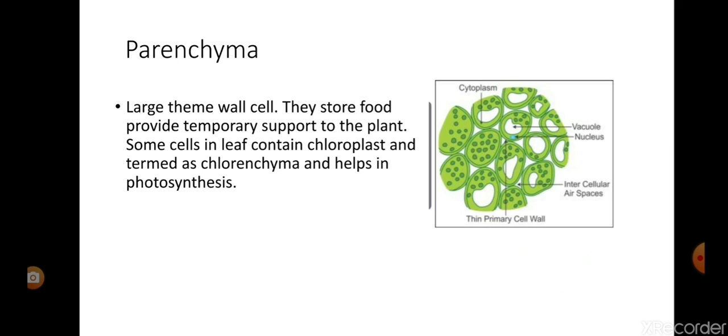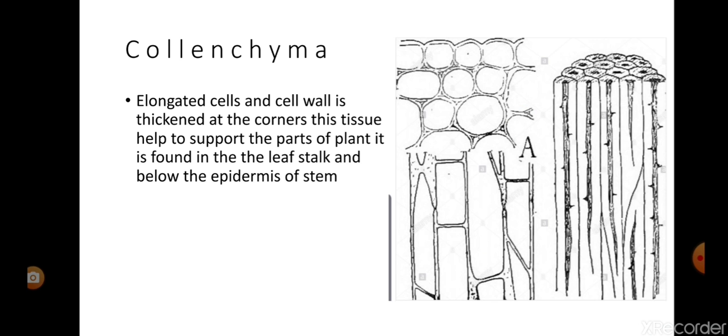As you can see, this is the diagram of the parenchymatous cells. These cells are large, having a large cell wall. They store food. They provide some temporary support to the plant. Some of the parenchymatous cells present in the leaves have chloroplast, and they are known as chlorenchyma, and they help in photosynthesis. Because they contain chloroplast, they help in photosynthesis.